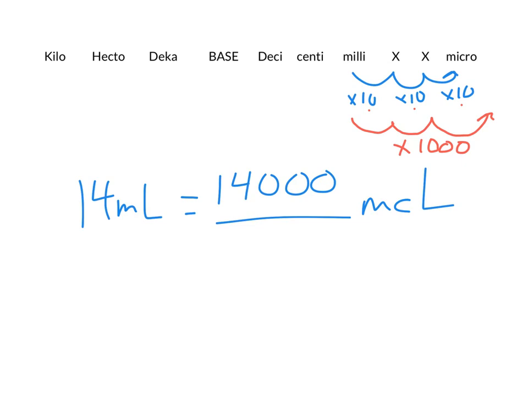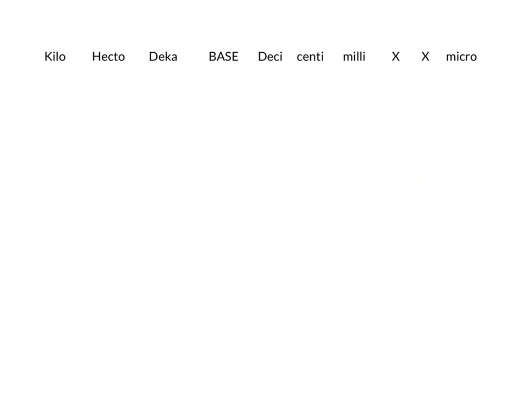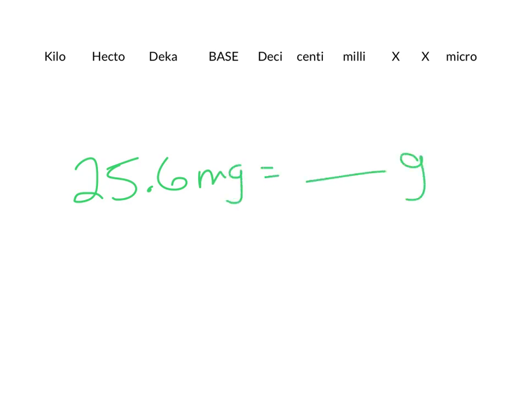Whereas if I was going the opposite direction, I could do the same thing, but in this case, I'm going to divide. So let me give another example, just to show you guys the same method. Let's say I have 25.6 milligrams, and I want to know what that is in grams. Well, here's milli on my map, and here's gram, one of my bases. So again, it's simply 3 movements to the right or to the left.